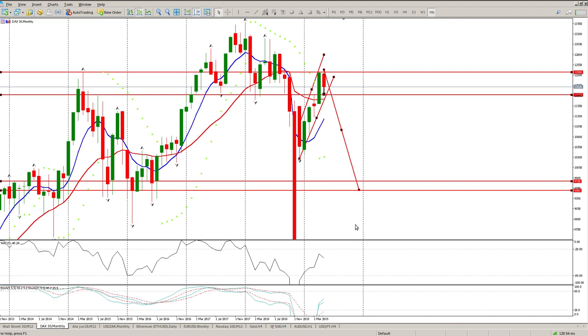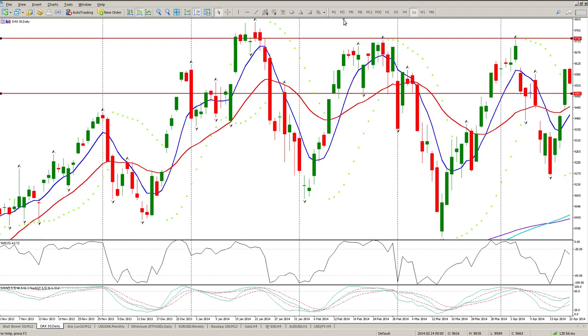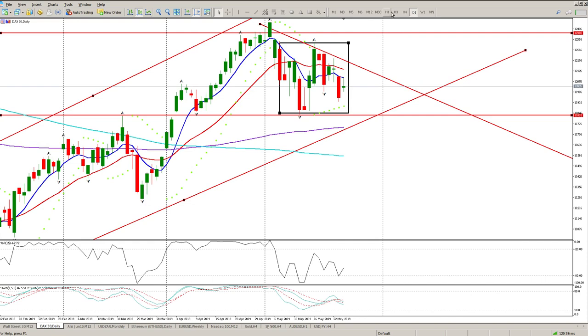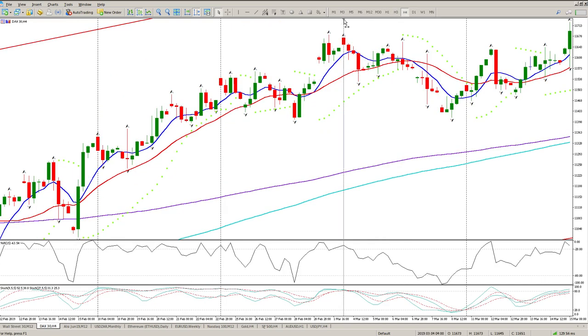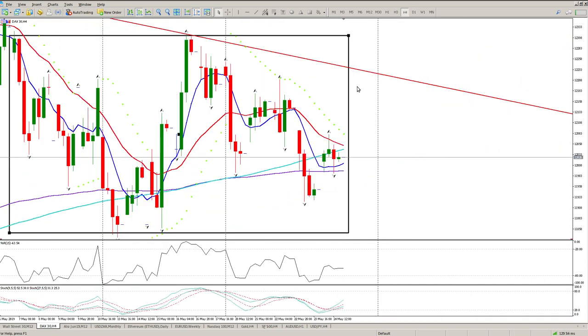Obviously it would need to get below this previous low for that to happen. But there's a lot of signals here on the monthly saying that that's going to happen. Anyway, that's quite far away. We want to look at what we can do today. I want to get down to levels we can trade.